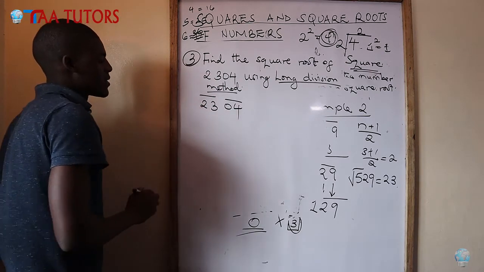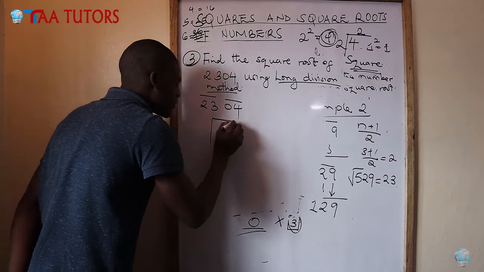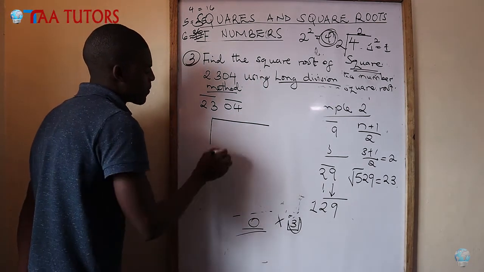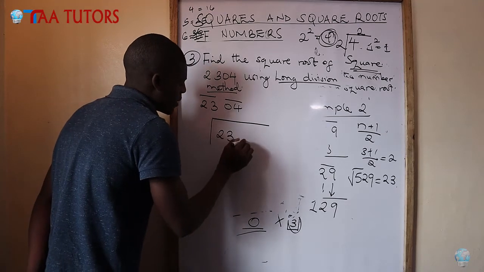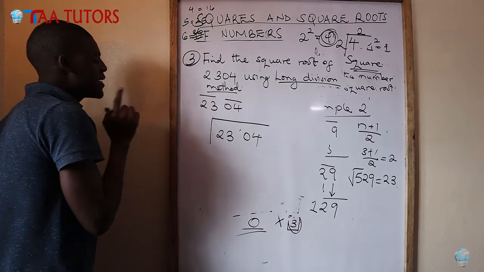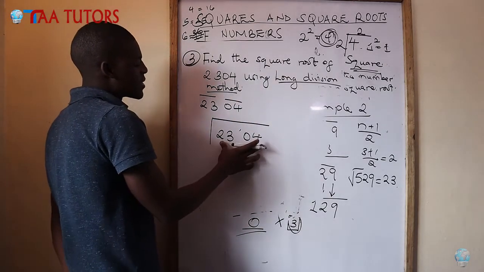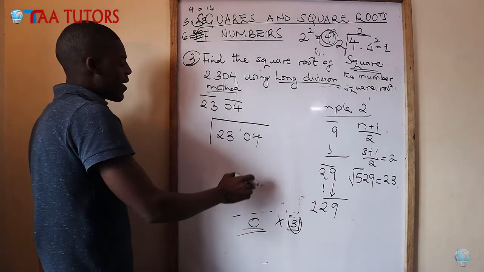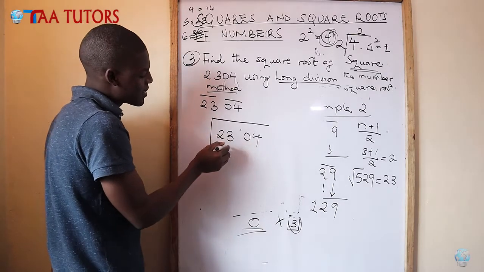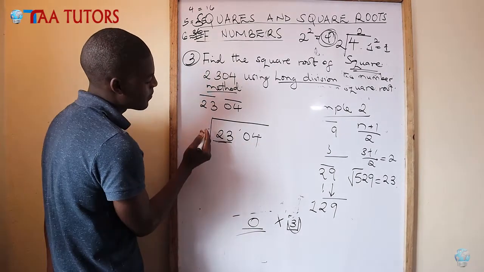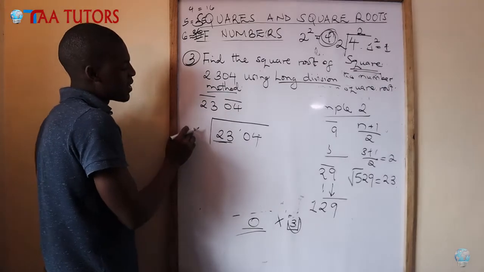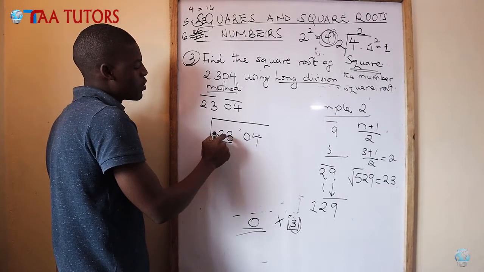Now we've known the pairs. We come to the division now. We have 2304. Those are our pairs. We determine a value, because this is now the dividend. We determine a value whose square will be less than or equal to the value in the first pair. This one is now our first pair. The value we are determining as the divisor, its square must be less than or equal to 23.